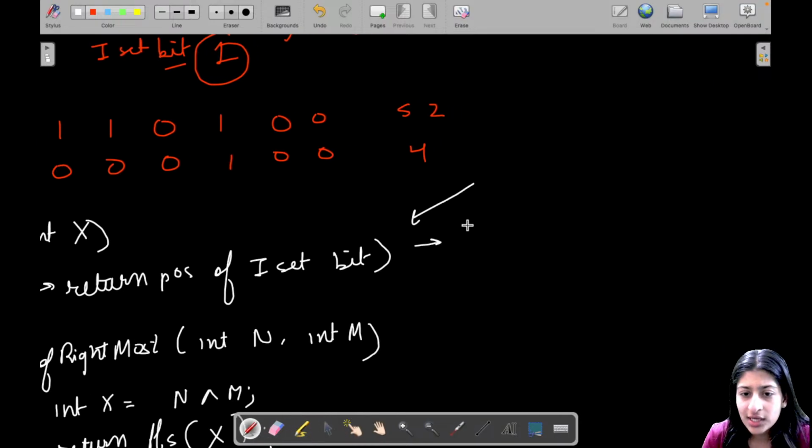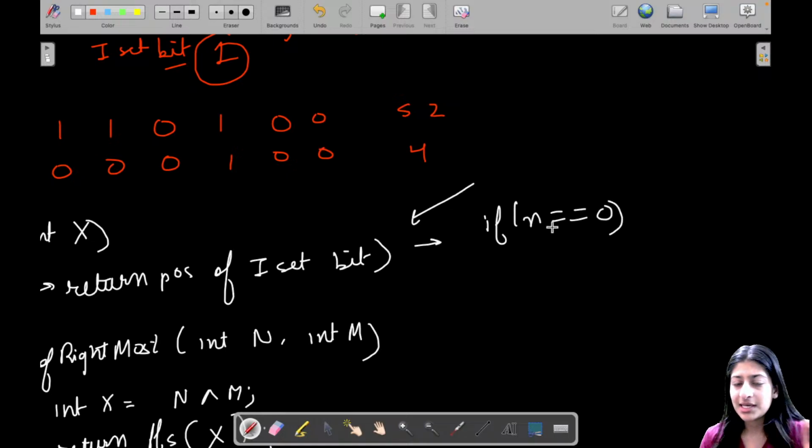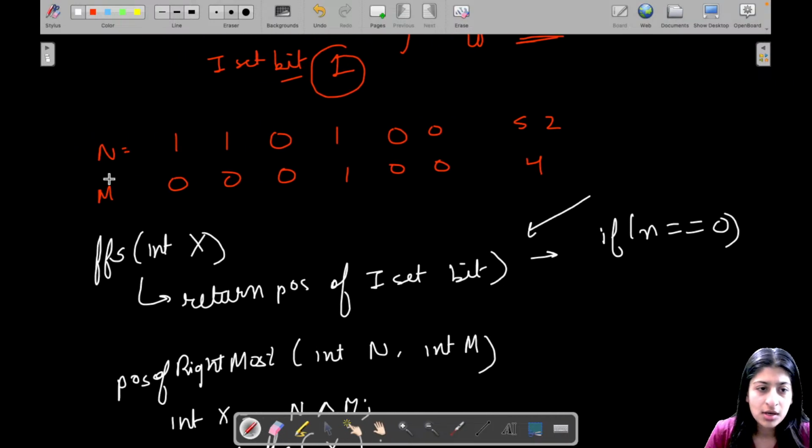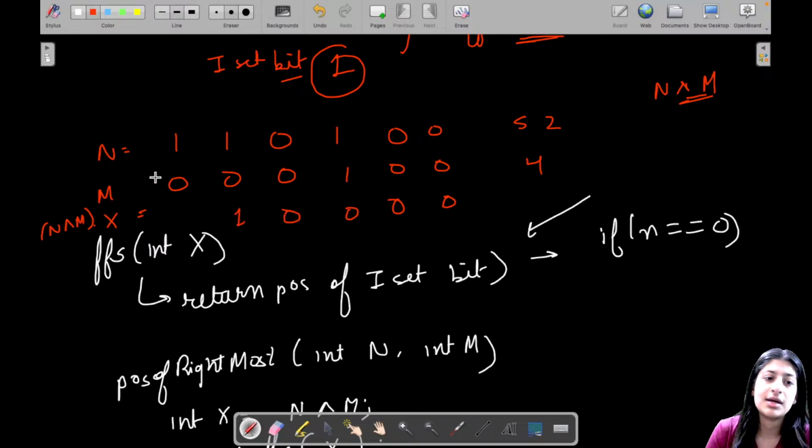So what is x for n and m? It is n XOR m. What is XOR? Wherever you have different bits, that will be 1. Wherever you have the same bits, that will be 0. So let's write the x which is the XOR of n and m. 0 0 will be 0, 0 0 is 0, 1 1 is 0, 0 0 is 0, 1 0 is 1, and this is 1.